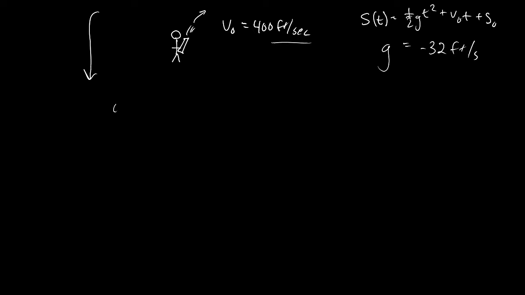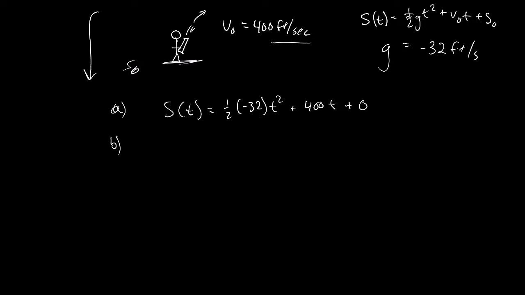A says, find the equation of the distance. We just need to plug in our stuff and see what we get. So our equation is this. We have 1/2 times negative 32 t squared plus 400 t. And our starting position, if we think about it, is on the ground. So our starting position is 0. Nice. That was relatively painless.